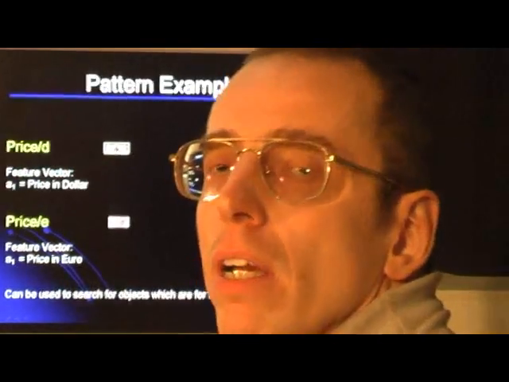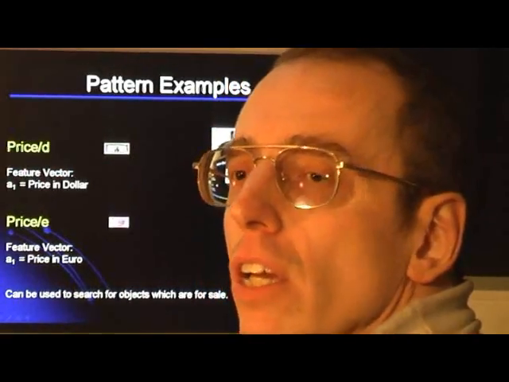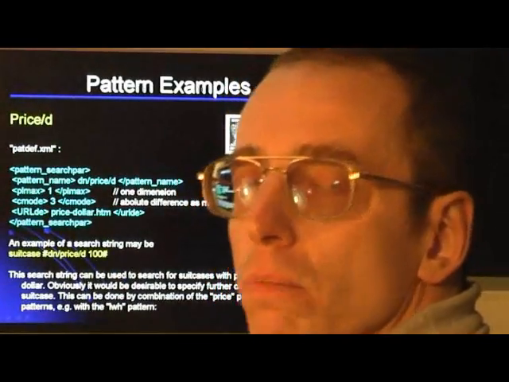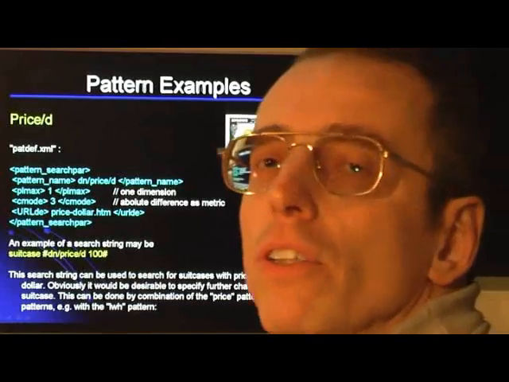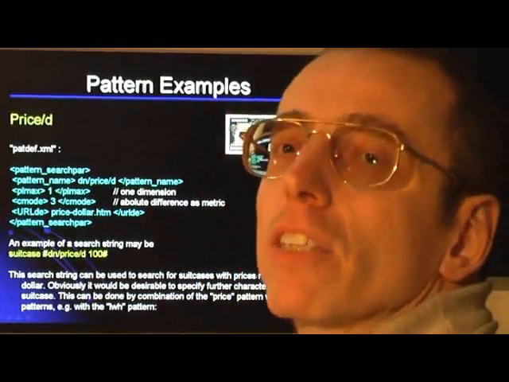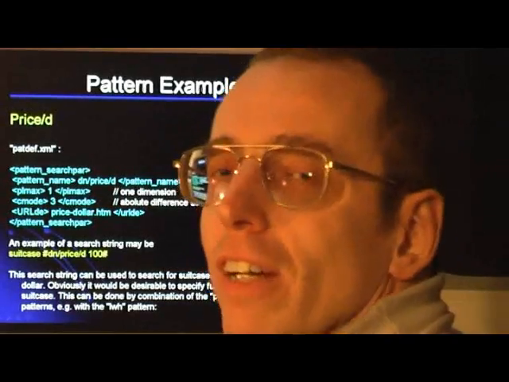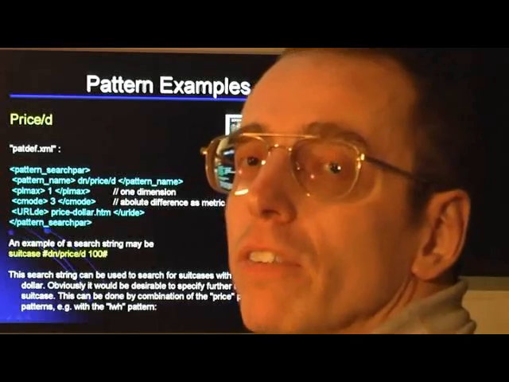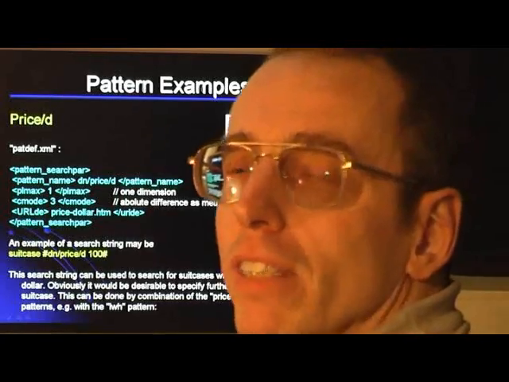Here another example, price in dollars. If you are looking for some object for sale, you can look for this pattern. If you want to buy the cheapest object, simply make a search for a pattern with price 0. And the nearest objects to 0 are those objects which are the cheapest objects.